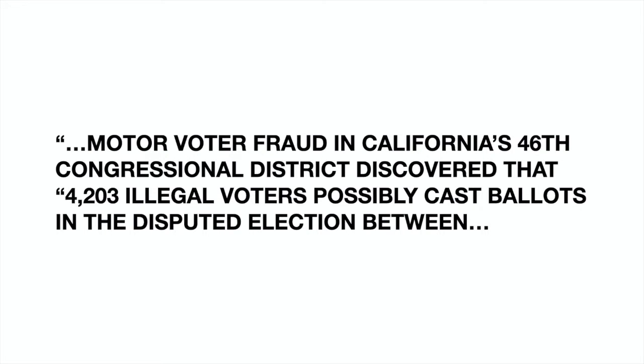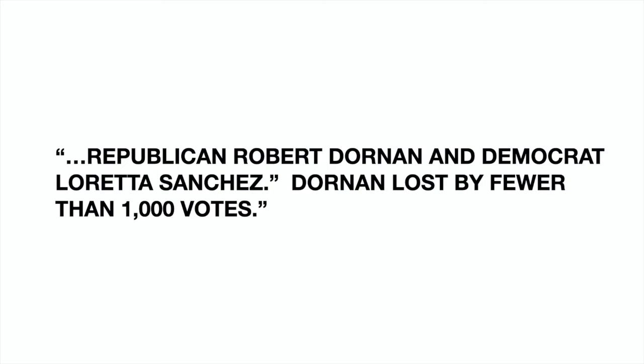Among the many abuses it has spawned, the motor voter law seems to have enabled illegal aliens to vote for Democrats, evidence suggests. A 1996 INS investigation into alleged motor voter fraud in California's 46th congressional district discovered that 4,203 illegal voters possibly cast ballots in the disputed election between Republican Robert Dornan and Democrat Loretta Sanchez. Dornan lost by fewer than 1,000 votes.